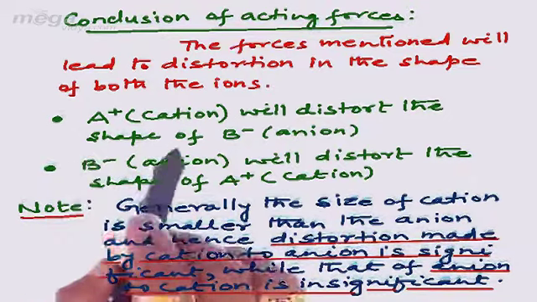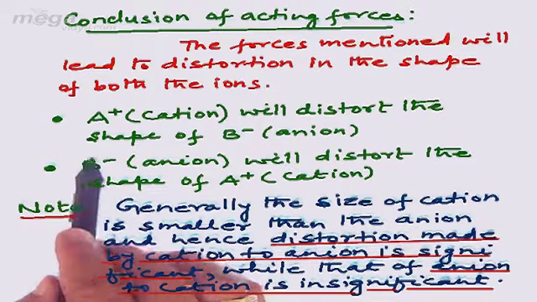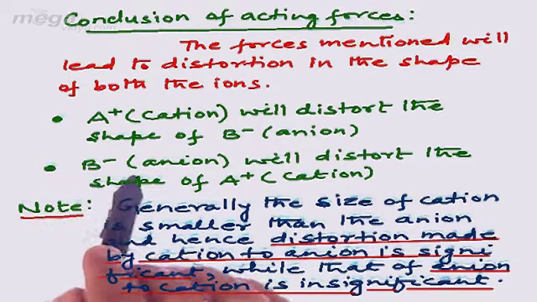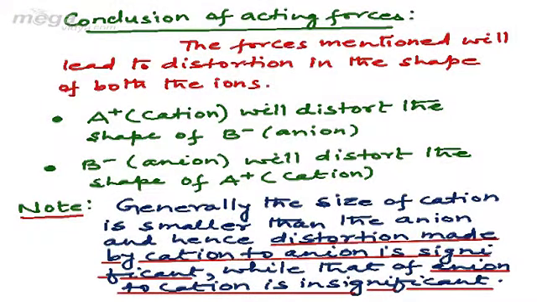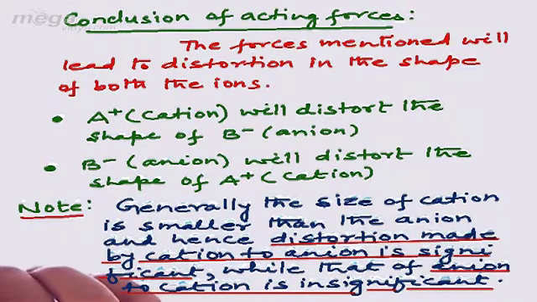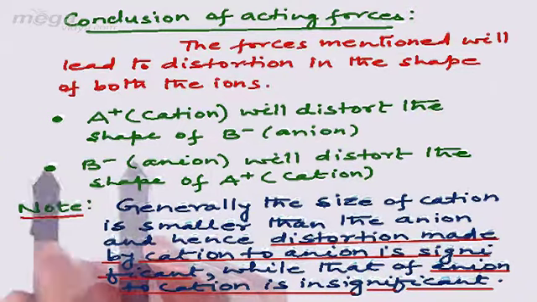These distortions in the shape or the size are just due to the forces which we have discussed earlier. That is, when cation and anion, that is A positive and B negative, approach each other, there will be inter-electronic repulsion, internuclear repulsion, and the attraction between the positively charged nucleus and the electron, and this will lead to distortion, which we call Fajan's rule.